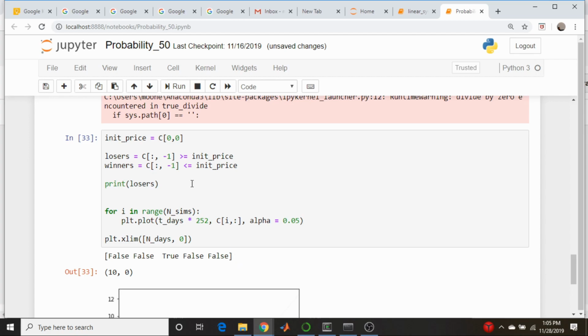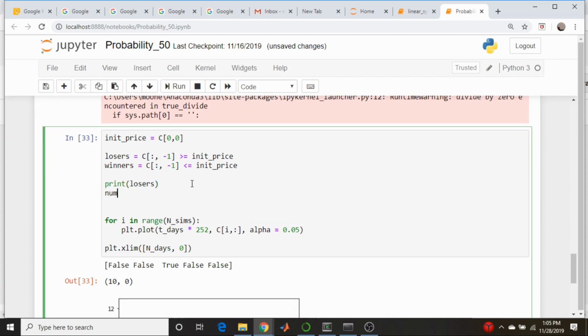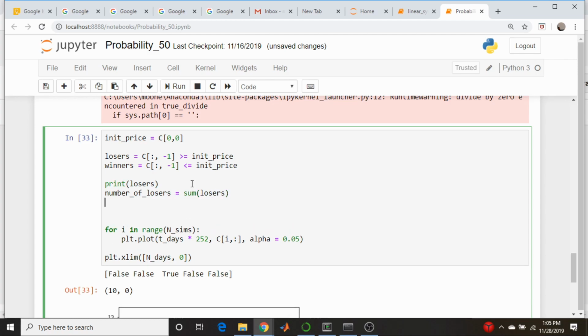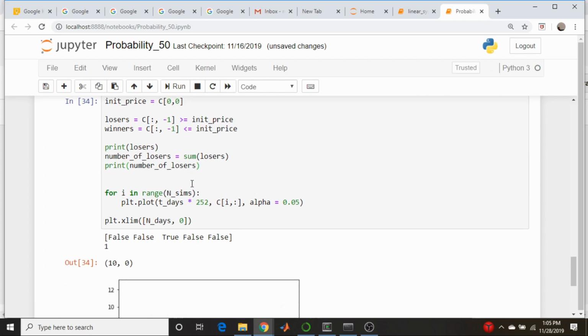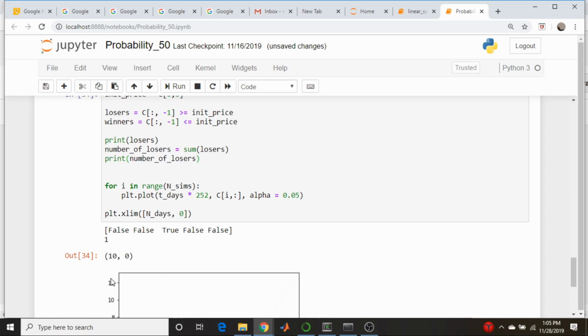So let's do number of losers is equal to sum losers. And let's just print number of losers. Run that. So as we suspected, 1. It takes the falses as zeros and the trues as 1 and then sums them all up.